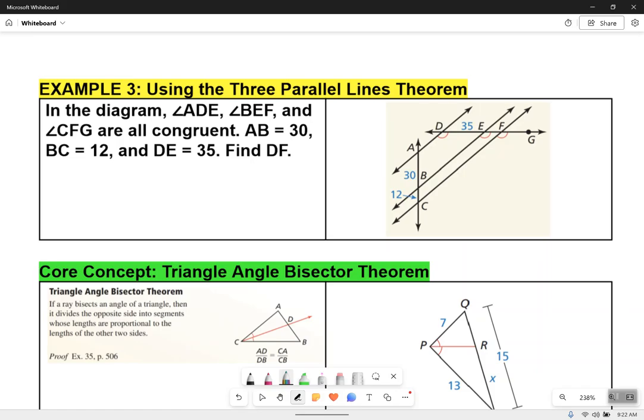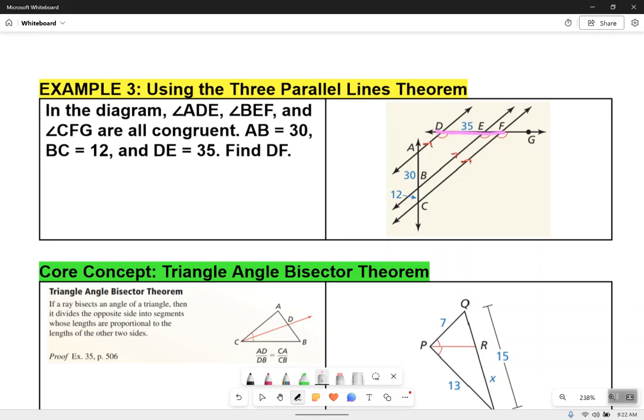So what's going to be true about these three diagonal lines, kids? They're going to be parallel. So I'm just going to mark down if those angles are like that, these have to be parallel lines, okay? These are all corresponding angles, okay? Here's the deal. They tell you that AB is how long, kids? 30. What's BC? DE is how much? 35. We've got to find the distance from D to F. Okay, we've got to find the distance from D to F.